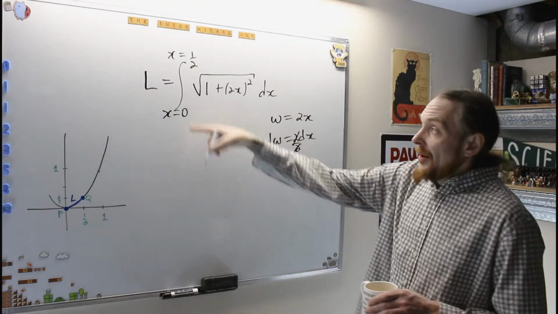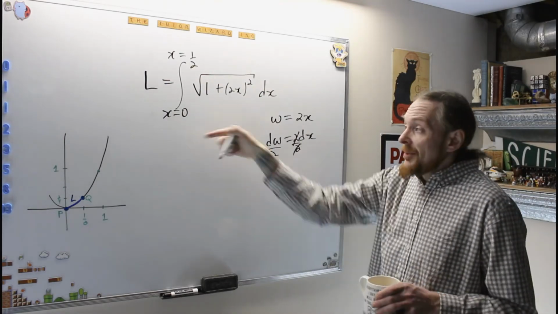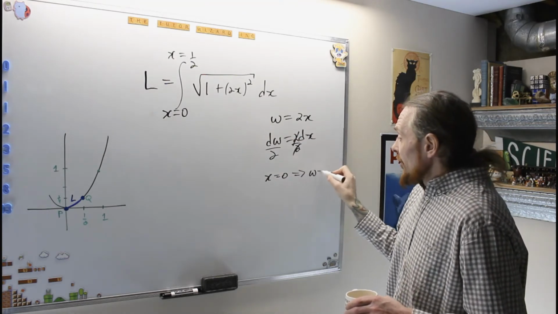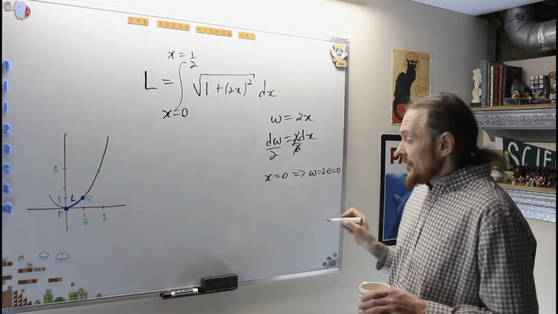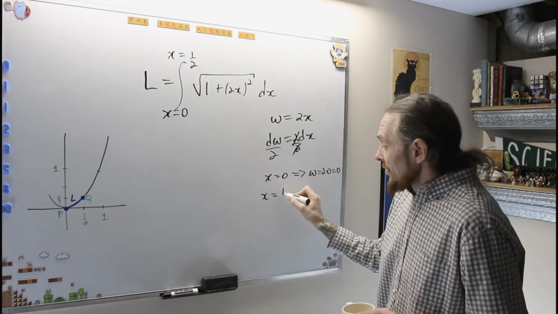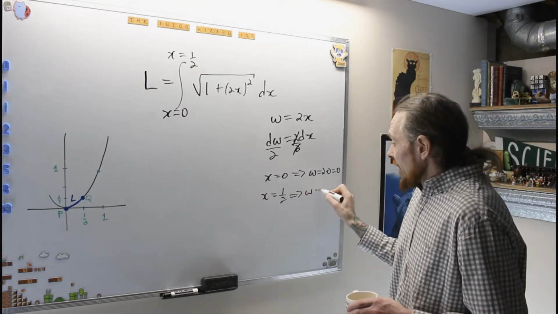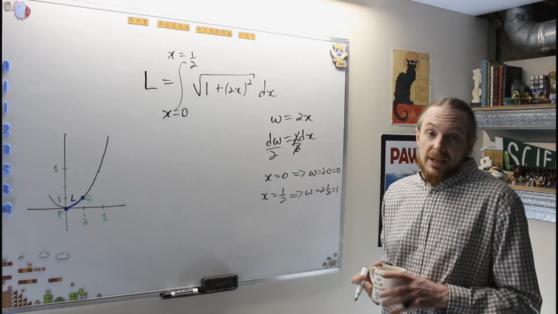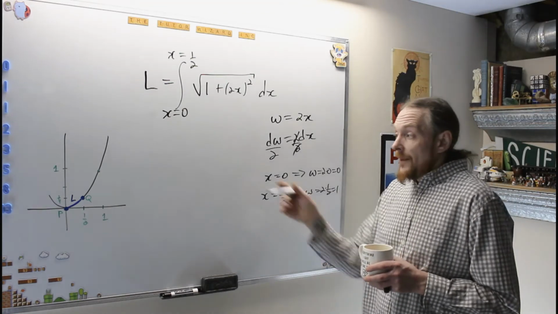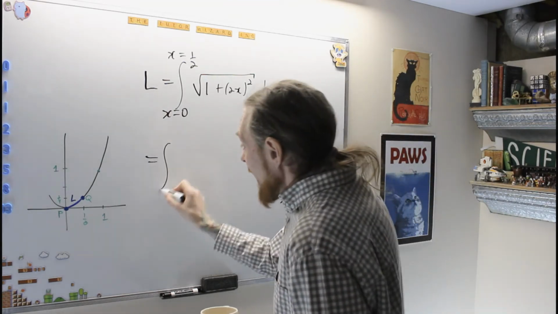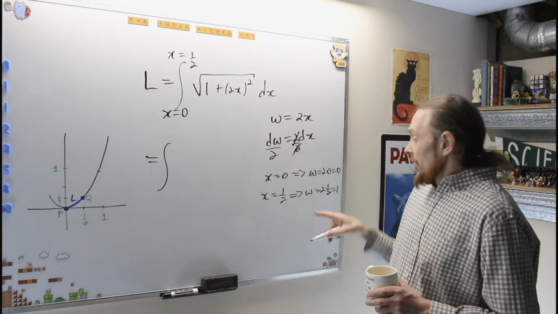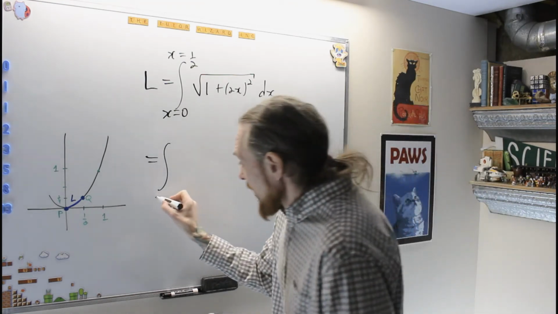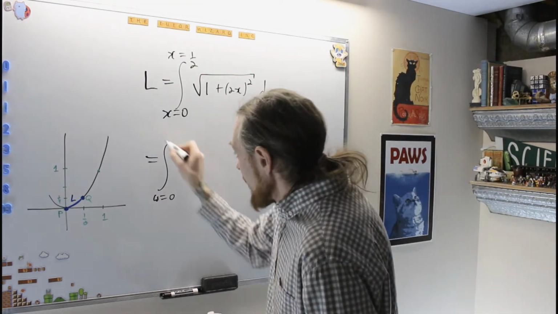Now that I actually have limits, because we're actually computing something, I have to change the bounds. So when x is 0, w is 2 times 0, which is also 0. And when x is 1/2, w equals 2 times 1/2, which is 1. That wasn't so bad when it changed the bounds. Sometimes those can get nasty. So we're liquidating x. All x's must go. When I change those, where was w going? w was going from 0 to 1.